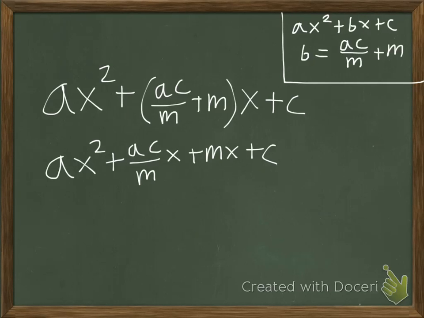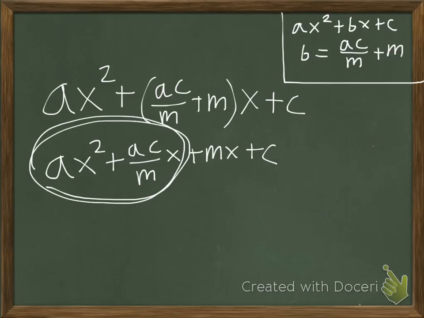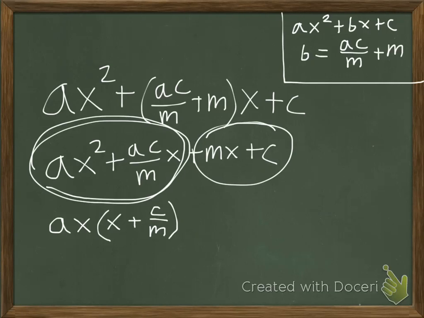And now I'm going to factor this by grouping. So I'm going to factor these two terms. I'm going to factor out an ax. So I get ax times x plus c over m. And now I'm going to factor these two terms. So I'm going to factor out an m times x plus c over m. Remember, we have to divide by m because when we multiply that by m, we'll just get c. So plus c over m.